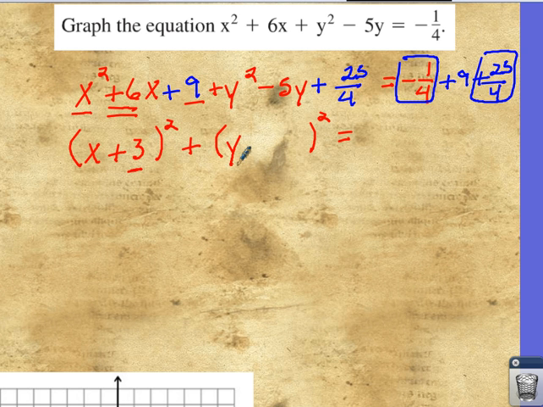So can anybody tell me what this factors into? Y minus 5 halves. Thank you. You see how easy it is to factor. You already know what it's going to factor into. Half of that. 25/4, I've already done this. 25/4 minus 1/4 is 24/4, which is 6. 24 divided by 4 is 6. Plus 9 gives you 15.